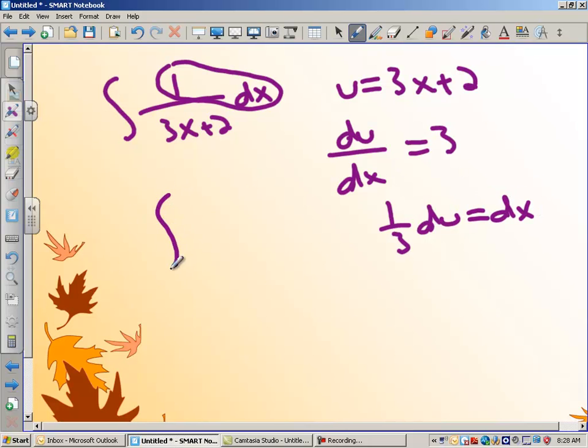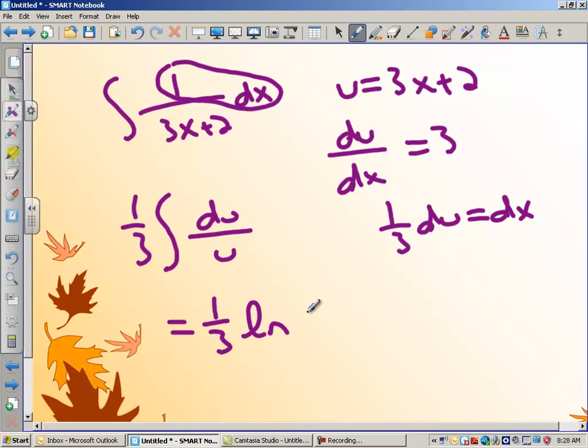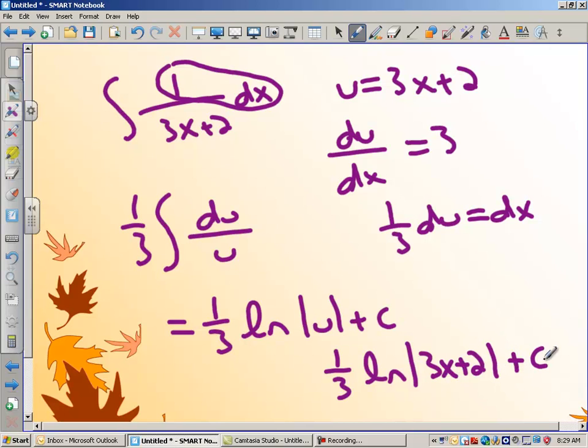So this turns into the integral of 1/3 du. I'm going to put the 1/3 out here over u. So it is 1/3 the natural log of the absolute value of u plus c, where u is 3x plus 2. So it's 1/3 the natural log of the absolute value of 3x plus 2 plus c. So that is an example where we don't have a perfect u prime over u integral.